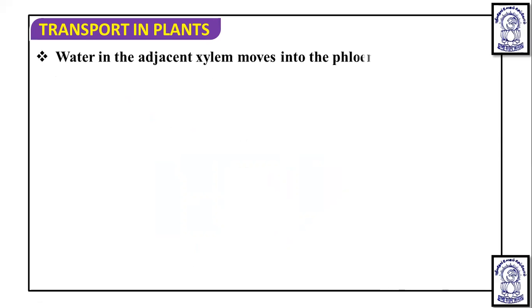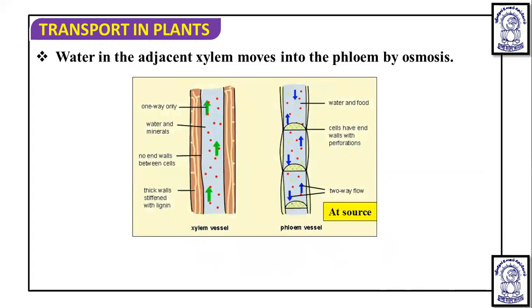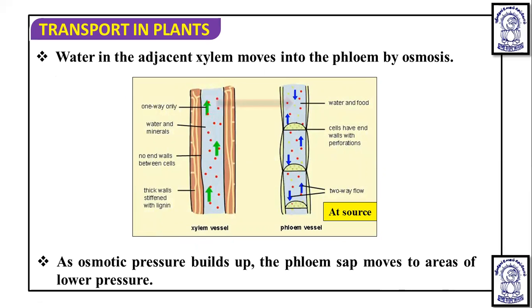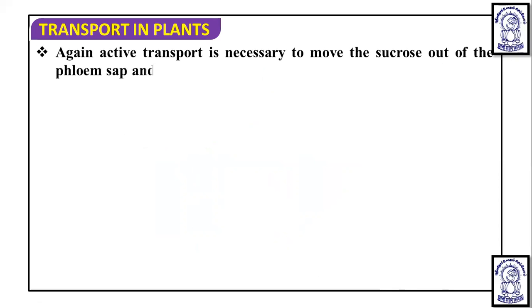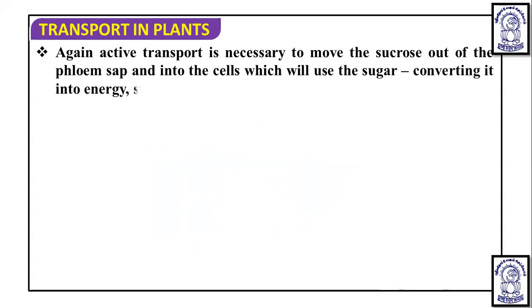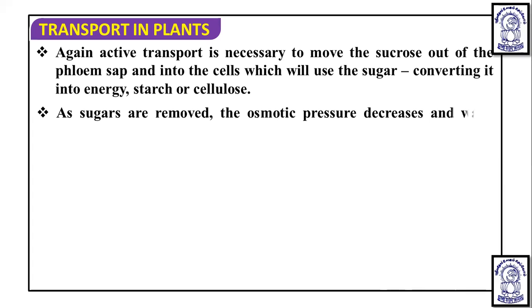So water in the adjacent xylem moves into the phloem by osmosis, and at the source the water will move in this way. As the osmotic pressure builds up due to the accumulation of water and solute, the phloem sap moves to areas of lower pressure. At the sink, osmotic pressure must be reduced. Again active transport is necessary to move the sucrose out of the phloem cell into the cell which uses the sugar, converting it into starch or cellulose. So storage occurs at the sink in the form of starch or cellulose. As the sugar is removed, the osmotic pressure decreases and the water moves out of the phloem.